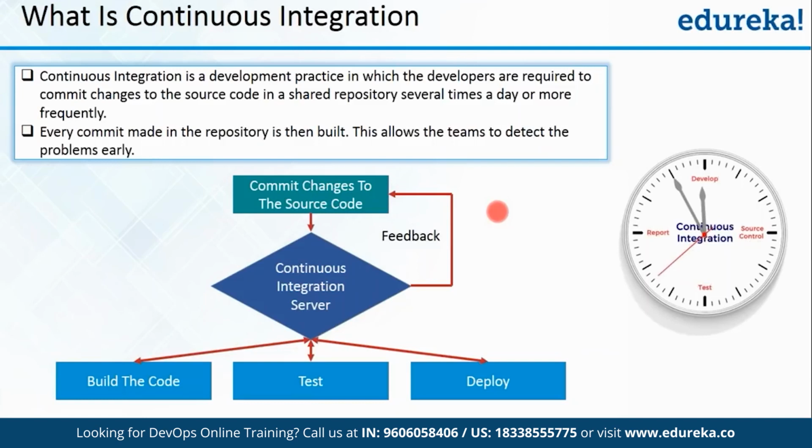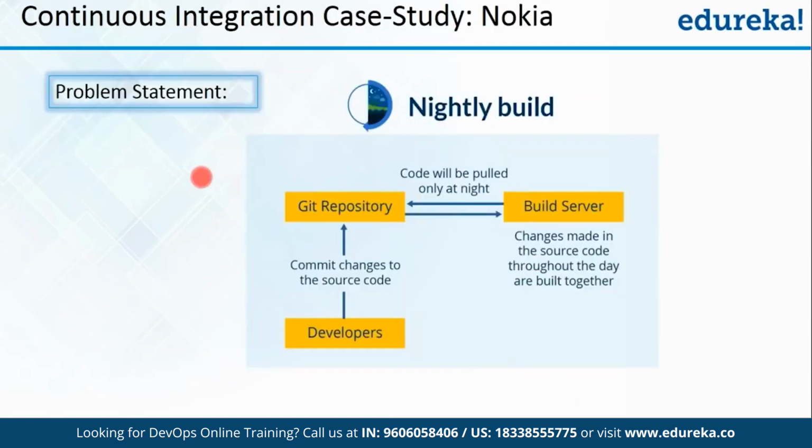So we'll see the importance of continuous integration with the help of a case study of Nokia. Nokia adopted a process called nightly build. Nightly build can be considered a predecessor to continuous integration. Let me tell you why.